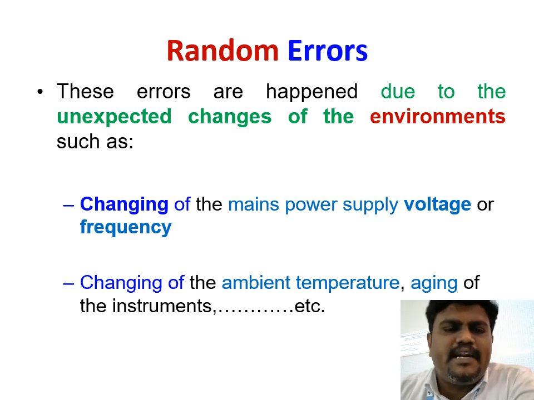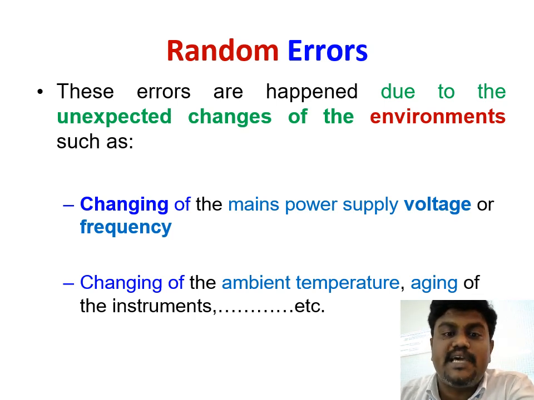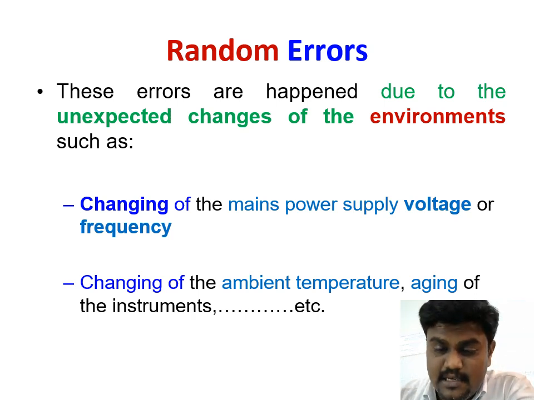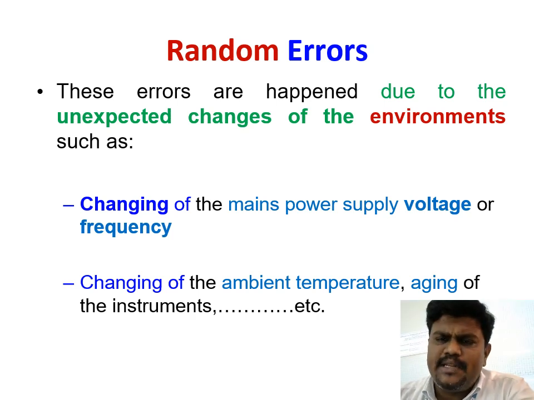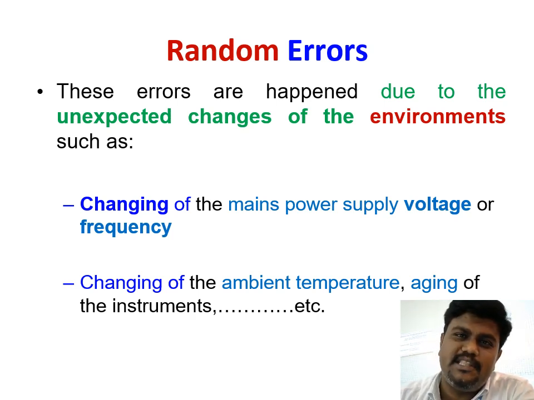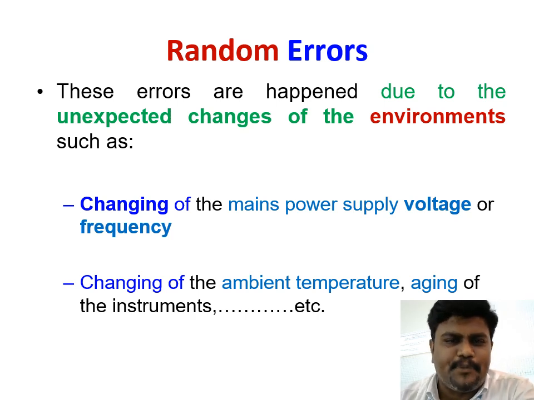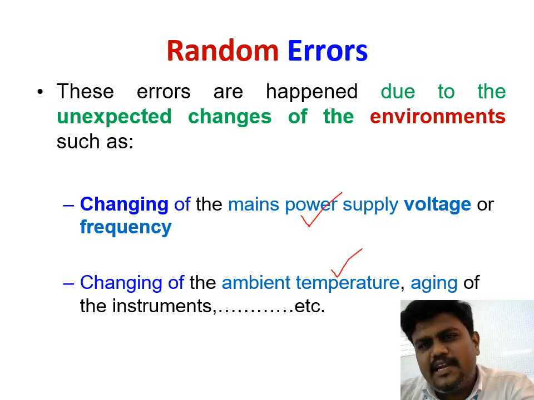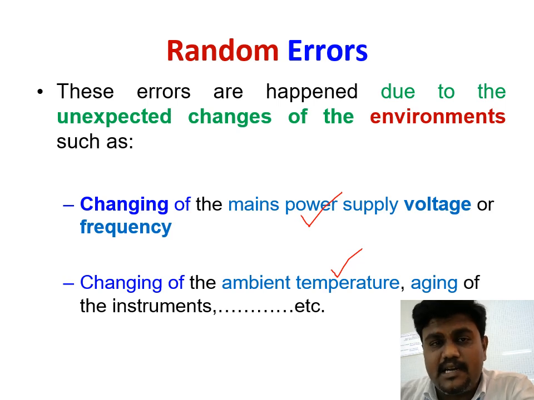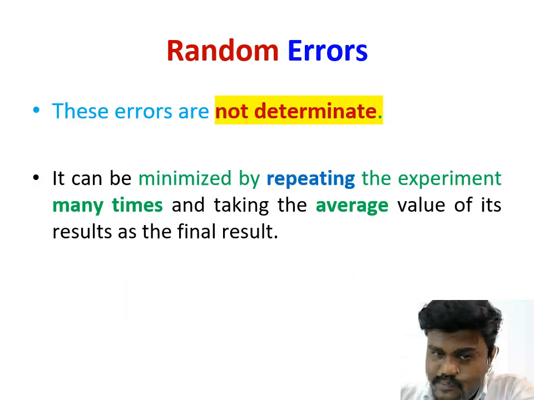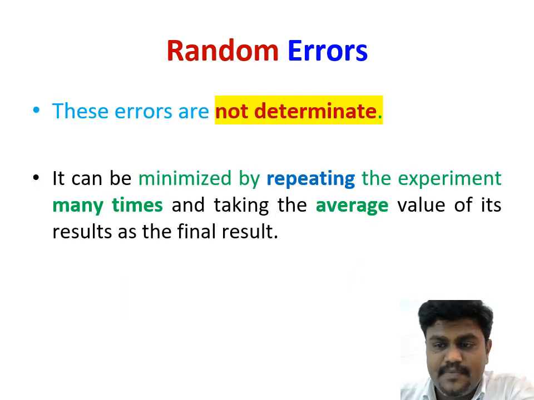When you come back to the random error, this happens only due to unexpected changes in the conditions of the working environment. When there is a fluctuation in your power supply, that plays a major role in committing these sort of random errors. So we can have some sort of control over this, but we cannot control it completely unless we have a foolproof system, right?